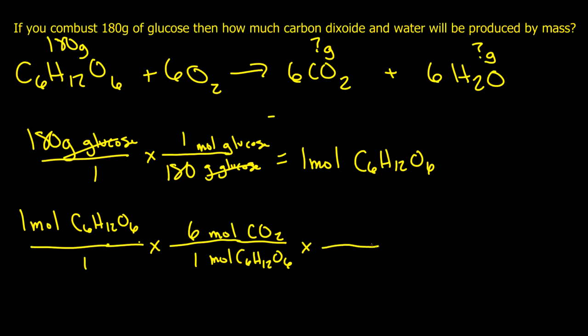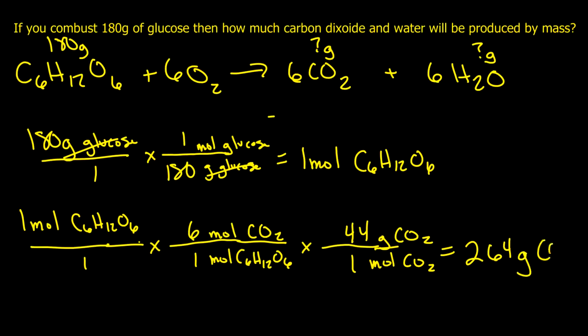Once I got it to moles of carbon dioxide, I want to change it to grams of carbon dioxide. So moles of carbon dioxide on bottom. Now I want to change it to grams of carbon dioxide. Well, 1 mole of carbon dioxide weighs 44 grams. So let's do that math right there. So I got 1 times 6 divided by 1 times 44 divided by 1. That's going to be 264 grams of CO2. There's my first answer.